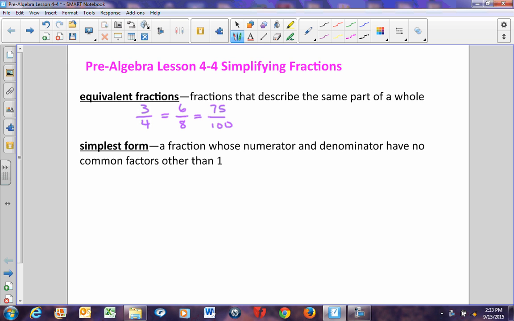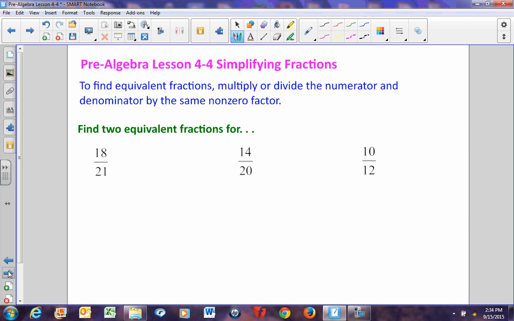They all describe the same part of a whole. Only one of those fractions, however, is in what we call simplest form. Simplest form is a fraction whose numerator and denominator have no common factors other than 1. So 75 over 100 would reduce to simplest form to be 3/4. To find equivalent fractions, you're going to either multiply your numerator and denominator by the same non-zero number, or divide them by the same non-zero number.